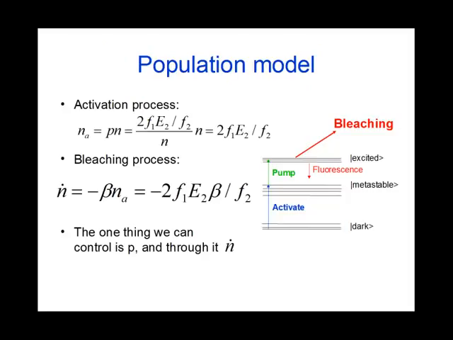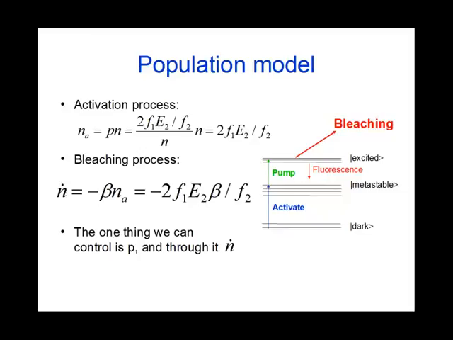So initially we assume a very simple 3-level or 3-band model as before. And we assume that bleaching happens from the excited state. There's still a lot of research on bleaching, but this seems to be a good assumption as far as we can tell. And we get that the rate of change of the number of molecules present depends on the bleaching rate and the activation probability. And we can relate all of this to the error rate.